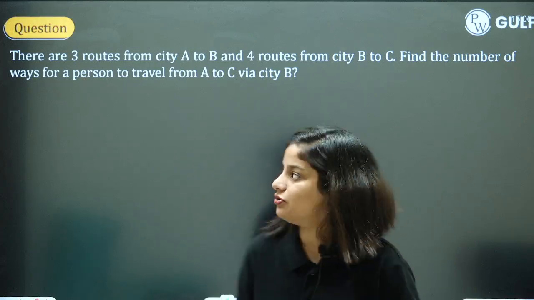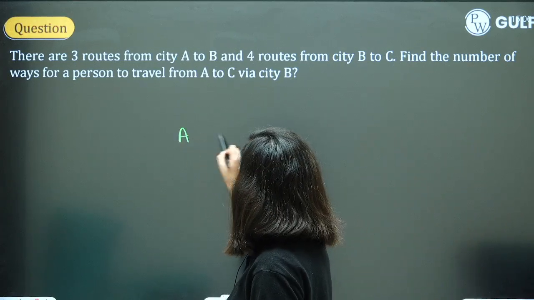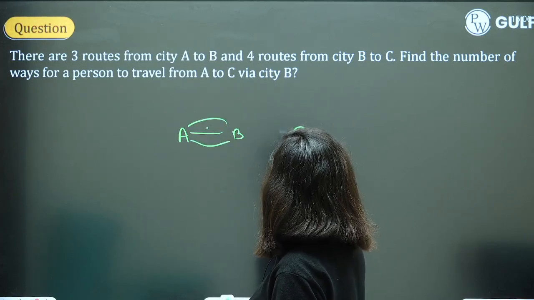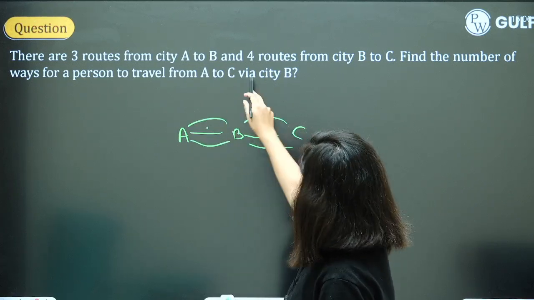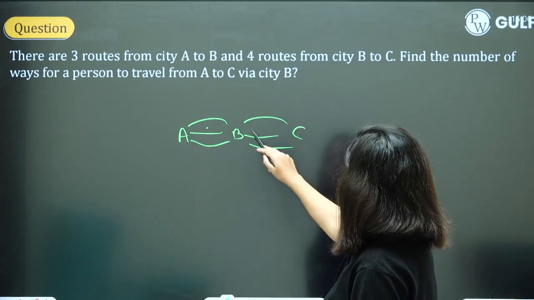Let's take a question on this. There are 3 routes from city A to city B, and 4 routes from B to C.